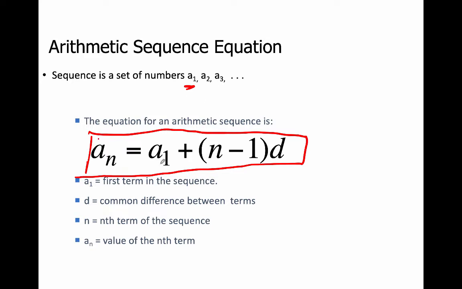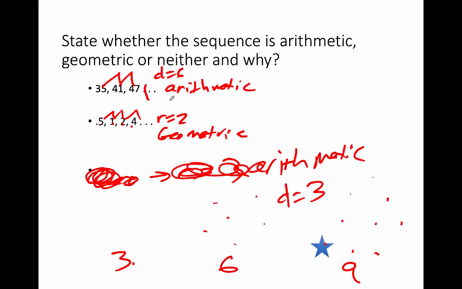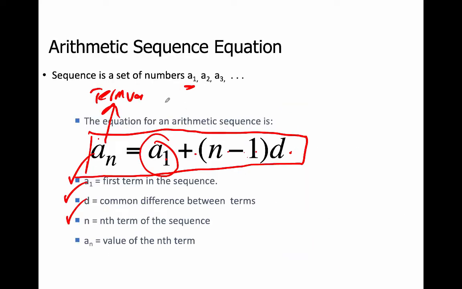If you're looking for the nth term, you take the first term and add on the common difference n minus 1 times. And if you think about it, what are we doing? We're starting with a first term, and if I want to find the fourth term, I add on the common difference 3 times and end up where I'm at. So the first term is a sub 1, the common difference is d, n is the nth term. This is the term value, and this is the term number of that value.